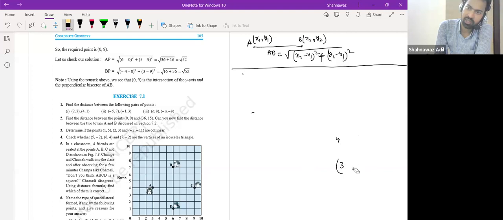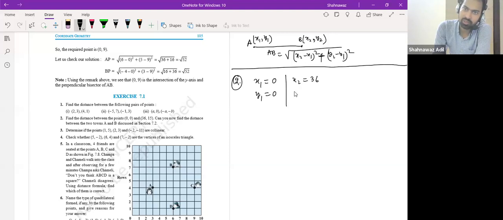So you guys try at your home and if you face any problems, discuss that. And the second question is also the same, right? X1 is 0, Y1 is 0, X2 is 36, Y2 is 50. So the distance, let's say this is point A and this is point B. So AB would be simply the square root of (x2 minus x1) square plus (y2 minus y1) square.